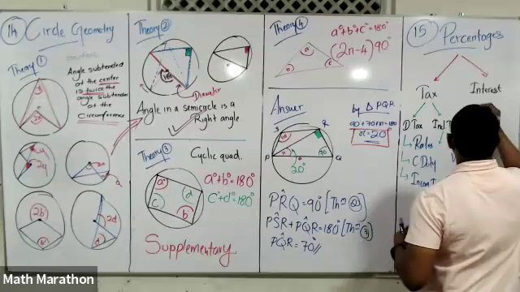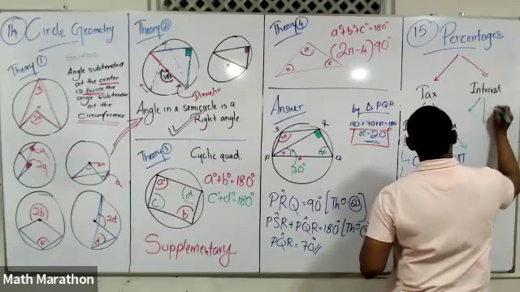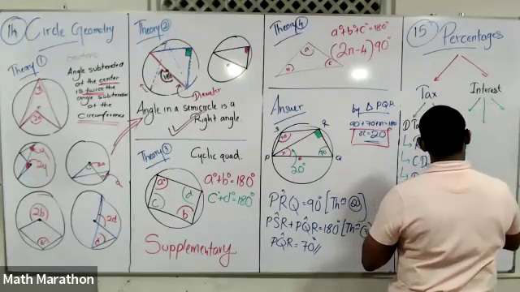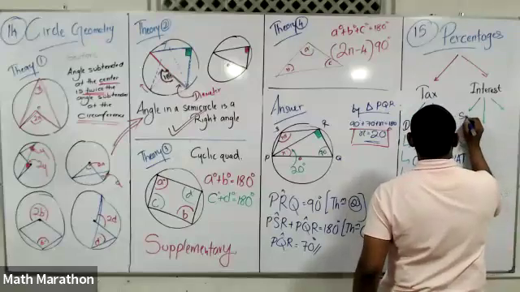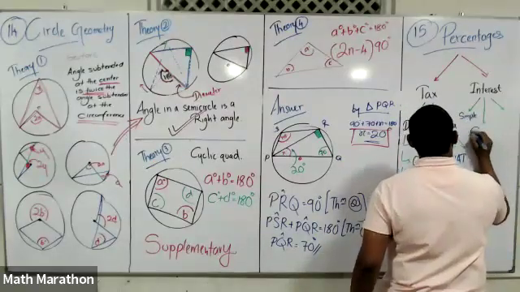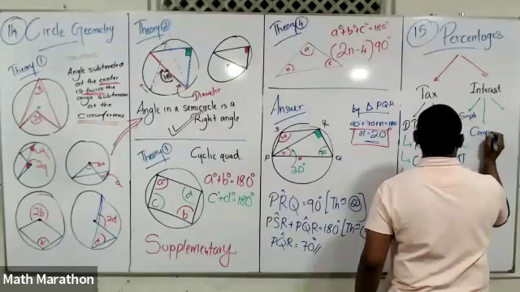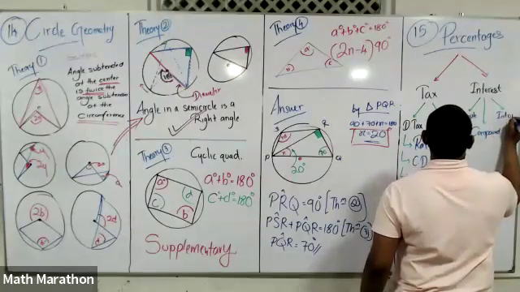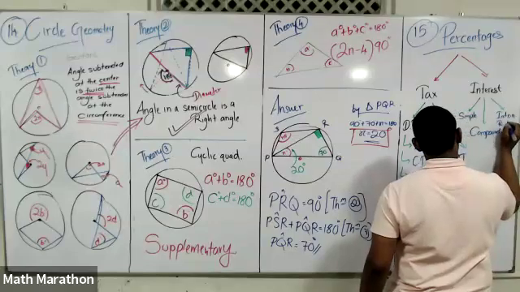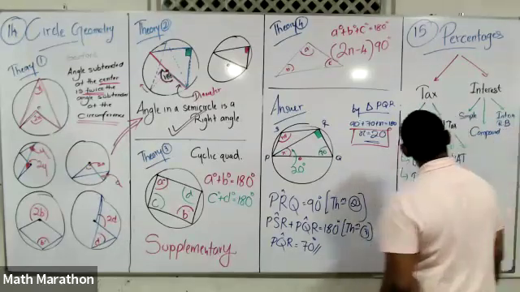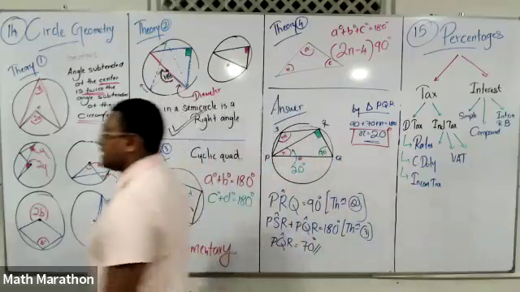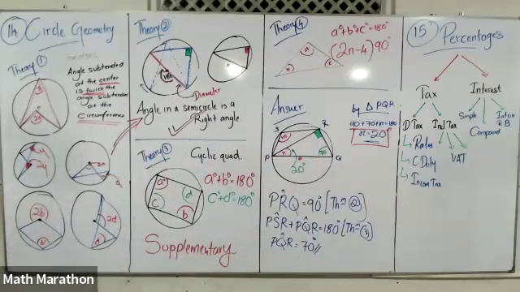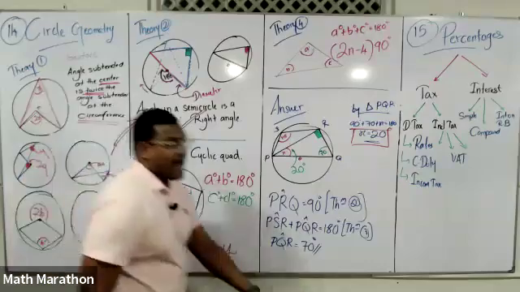Under interest, we studied three sections: simple interest, compound interest, and interest on reducing balance. This is the entire theory you studied under percentage. Okay. Rates.